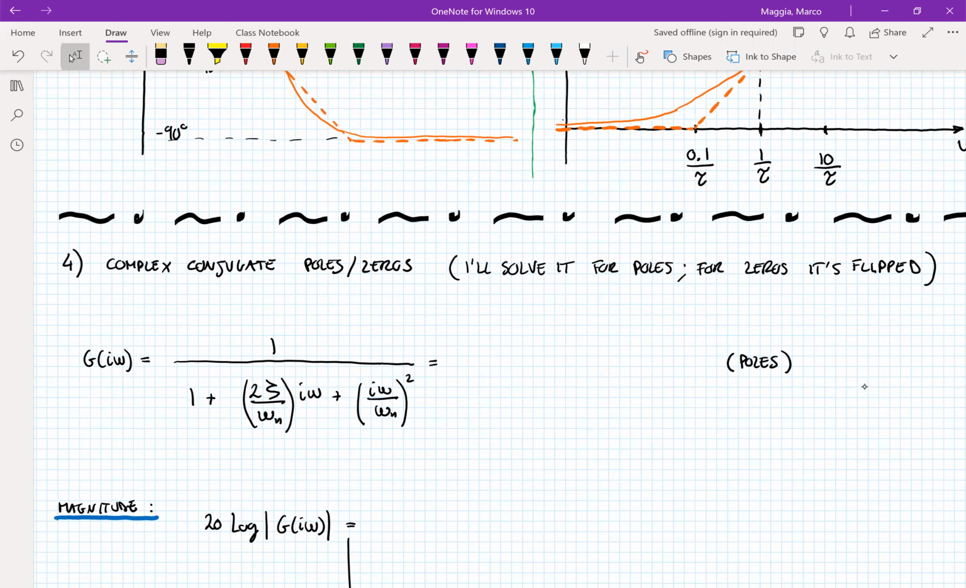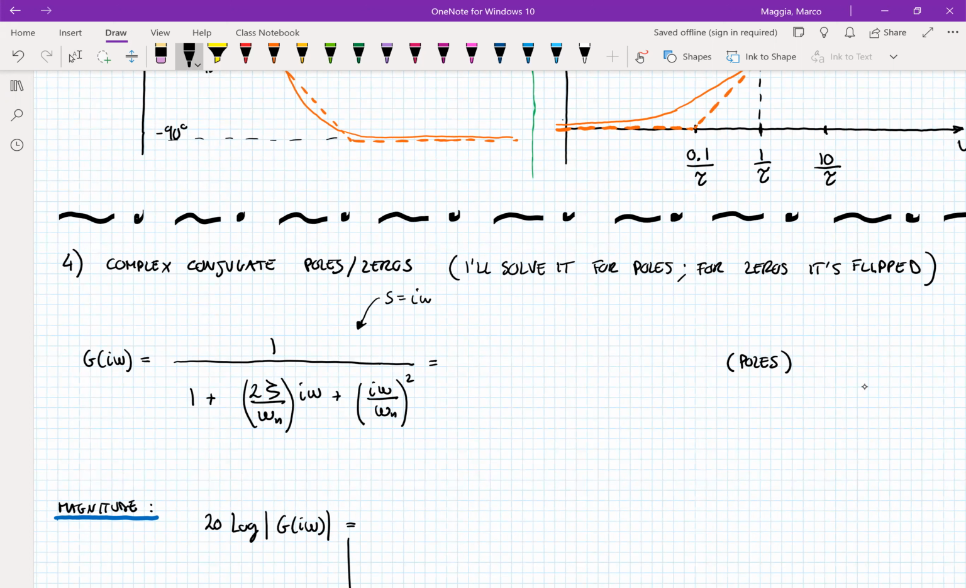Okay, so now the final part is just the contribution of the complex conjugate poles and zeros. So let's rewrite the transfer function. Here in this transfer function, we have nothing at the numerator. We have the denominator, which is a second order polynomial in omega, and this is because we've substituted s equal to i omega. Now here I'm just going to show you the case for complex conjugate poles. Then once again, for the zeros, you just have to flip with respect to the x-axis. So wherever we're subtracting phase, you have to add the same amount of phase, and instead of decreasing the amplitude, you will increase. It's just a specular symmetry.